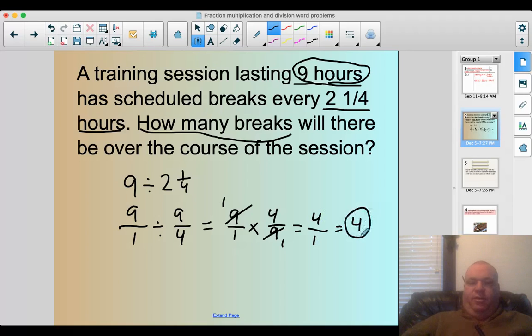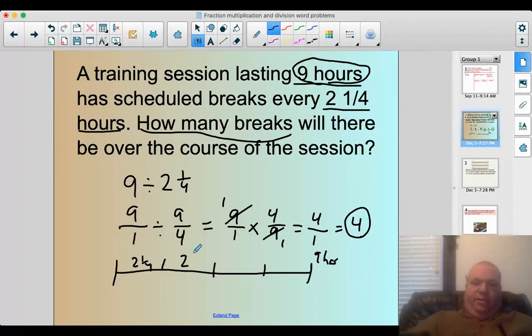So that tells me how many sections are going to be. Now I want to be a little careful because that's not exactly what it's asking. It's asking how many breaks there will be. All right, so if I think about this being the whole session, this is 9 hours. I know if each section is 2 1/4 hours, it'll take 4 of them to do the whole training. Right, so that's what I just found out. This goes into 9 4 times.